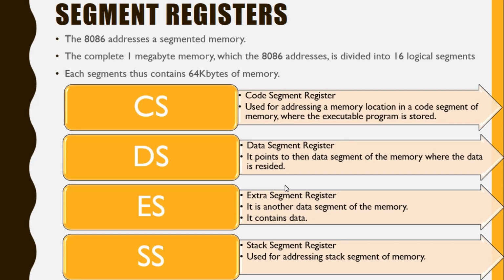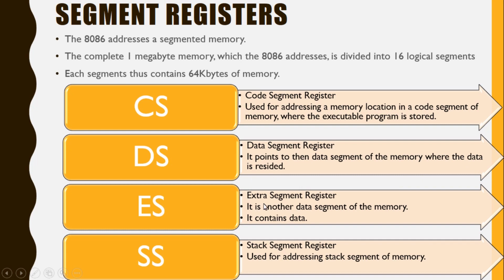So these are the segments. The first one is the code segment, the second is the data segment, the third is the extra segment and the fourth is the stack segment. The code segment register, as its name says, stores the location of the code. It is used for addressing a memory location in the code segment of memory where the executable program is stored. The data segment, as its name says, stores the data. It points to that data segment of the memory where the data resides.